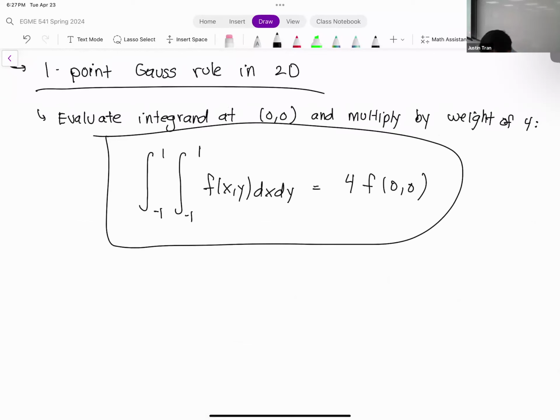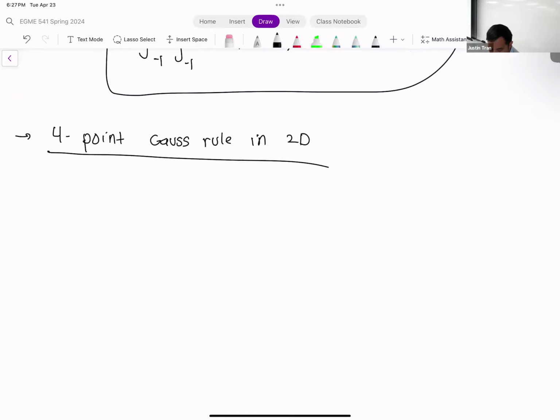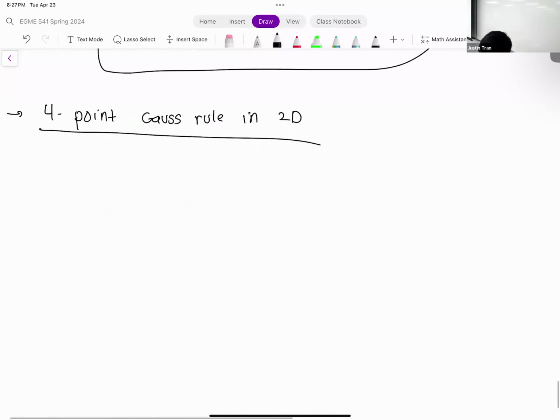But the next one, probably the most common one that we use in finite elements, is the 4-point Gauss rule in 2D. The 4-point Gauss rule is really just a generalization of the 2-point rule that we used in 1D. So for 4 points, we're going to have 4 Gauss points here. Let me make it into a table: xi, yi for Gauss points 1, 2, 3, and 4.